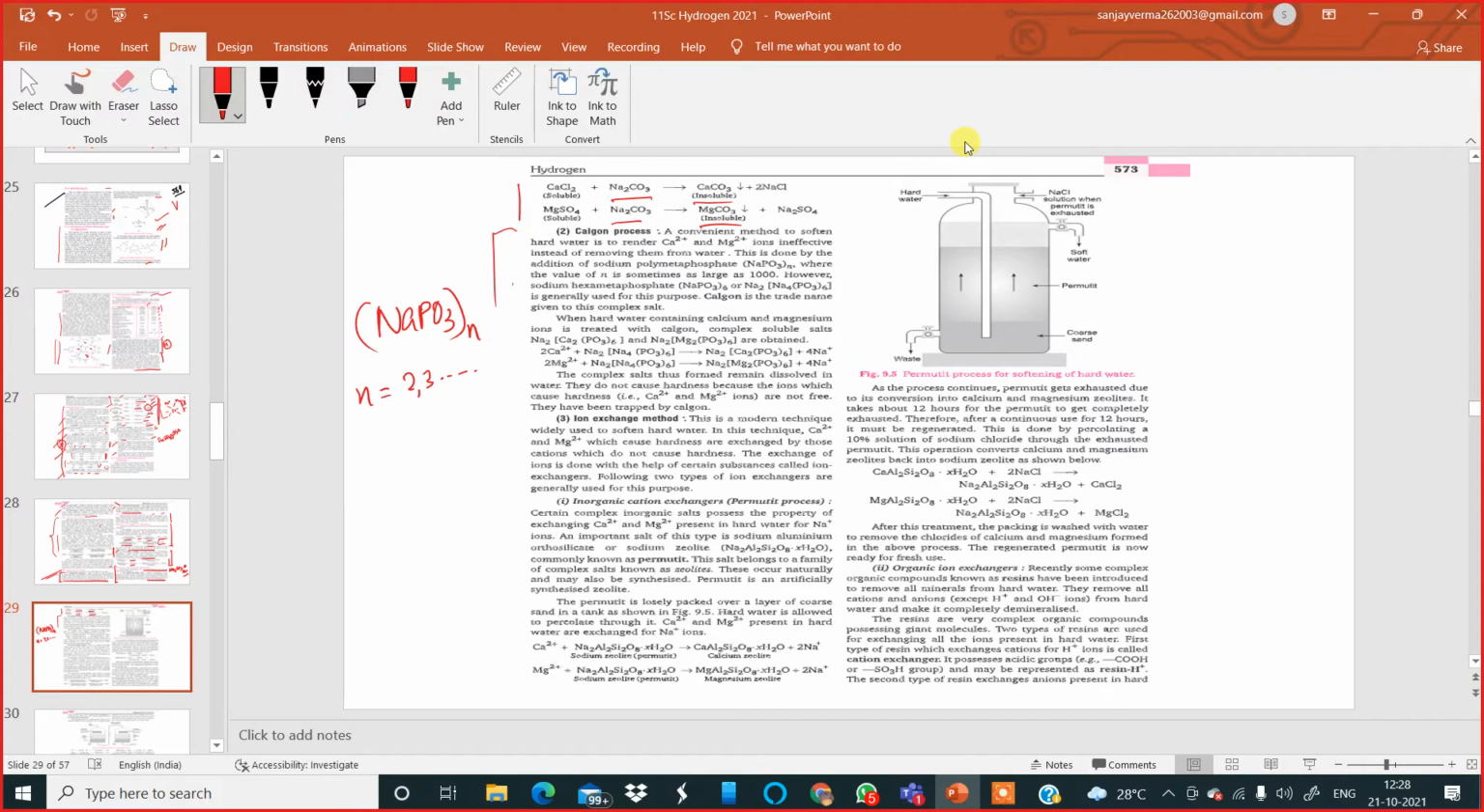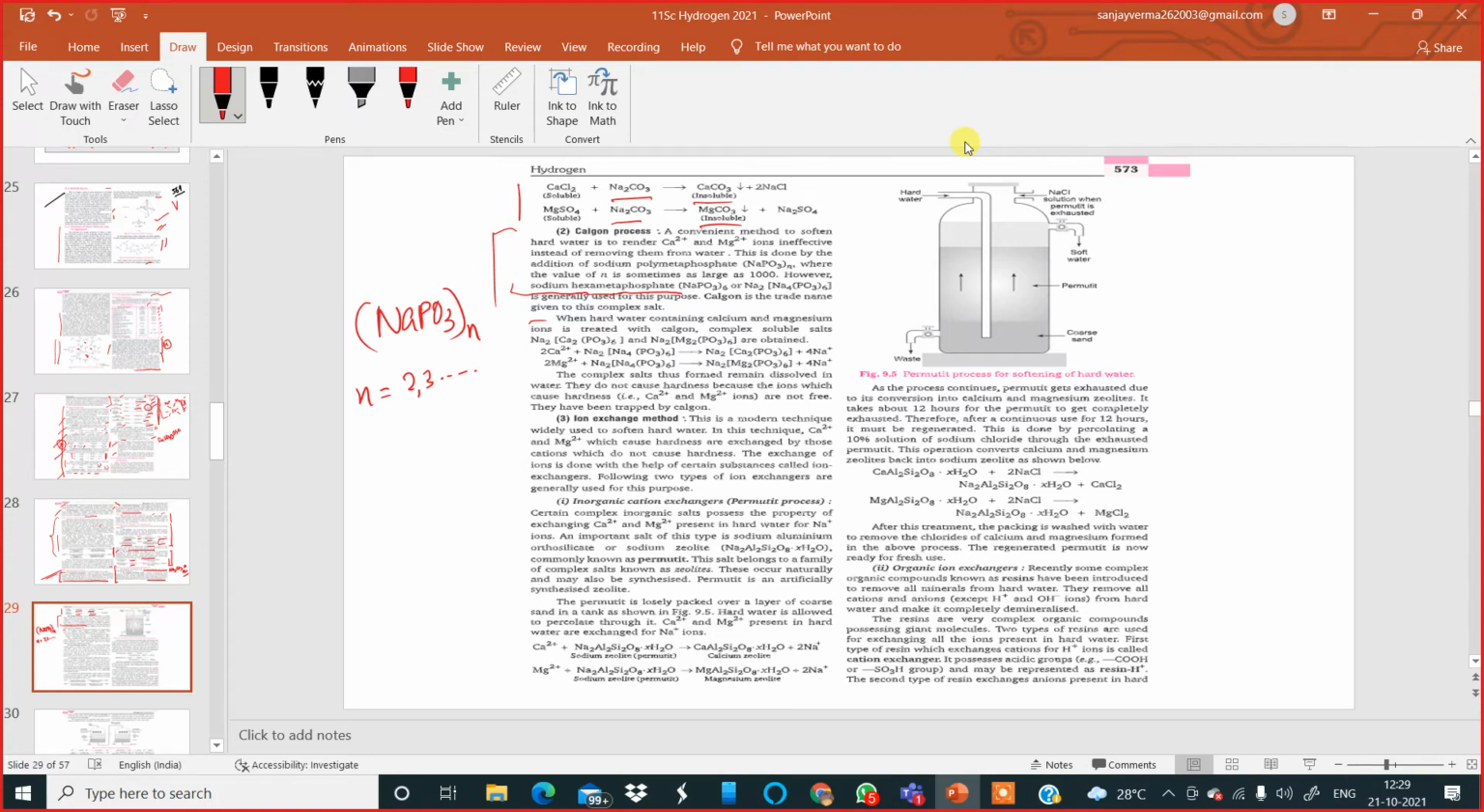So, remember, we normally use sodium hexametaphosphate, whose formula is Na2O36. Remember this formula. When hard water containing calcium and magnesium ions is treated with calgon, complex soluble salts like this are obtained. These salts are ineffective. They do not change the properties of water.